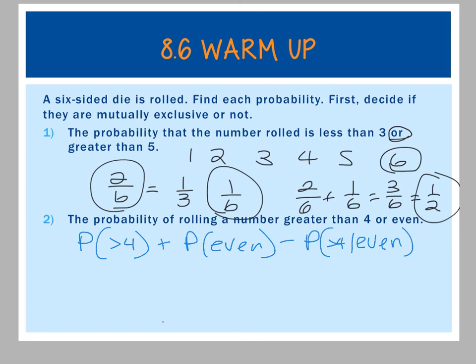So what's the probability that it's greater than 4? 2 out of 6, or 1/3 if you reduce it. If it's even, how many numbers would be even on that die? 3 out of the 6. How many are even and greater than 4? Just the 1. So then 2 plus 3 is 5, minus 1 is 4/6, or 2/3.